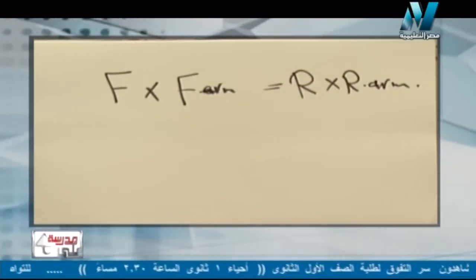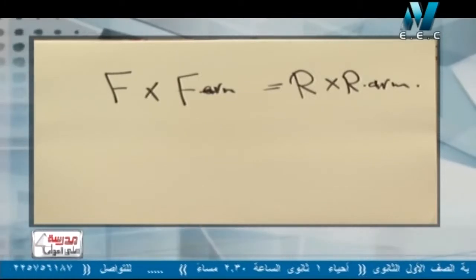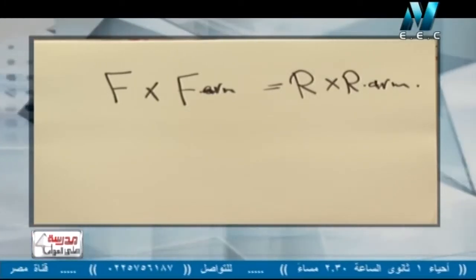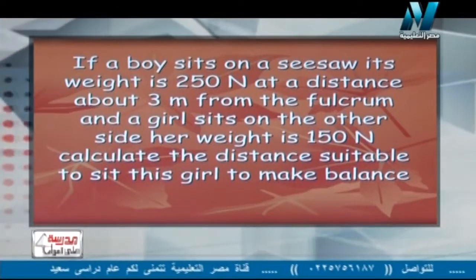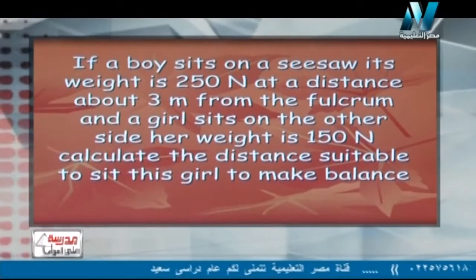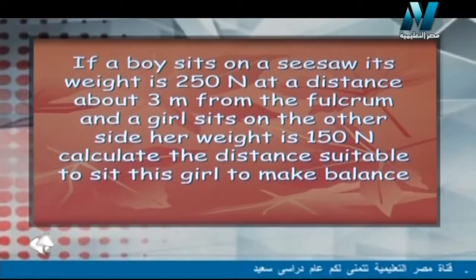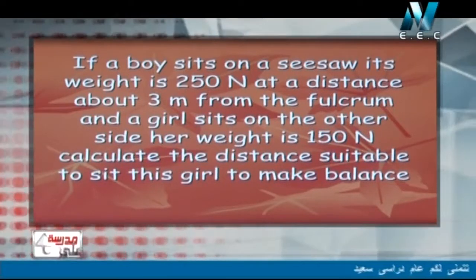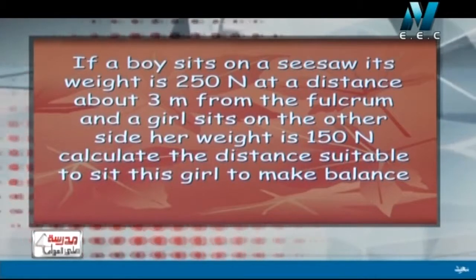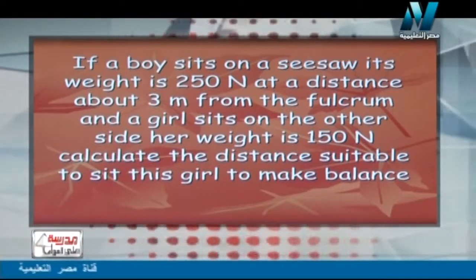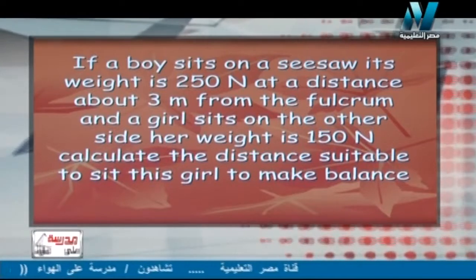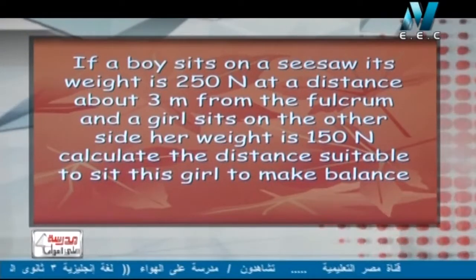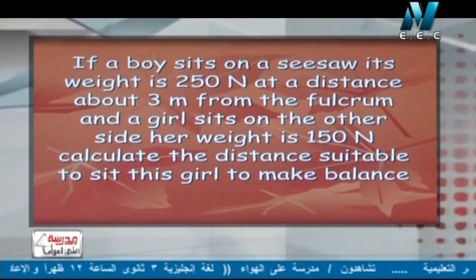If a boy sits on a seesaw, its weight is 250 Newton at a distance of 3 meters from the fulcrum, and a girl sits on the other side. Her weight is 150 Newton. Calculate the distance suitable to seat the girl to make balance. Here I imagine a boy and a girl sitting on a seesaw.